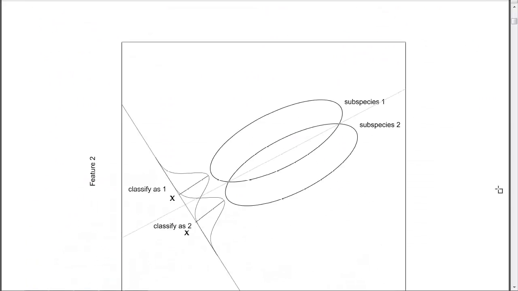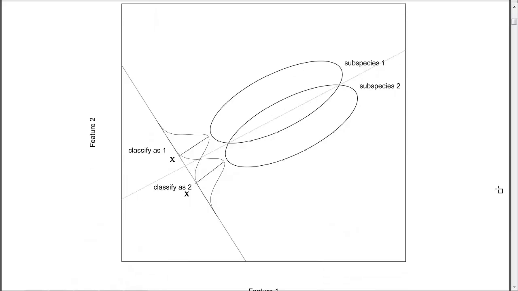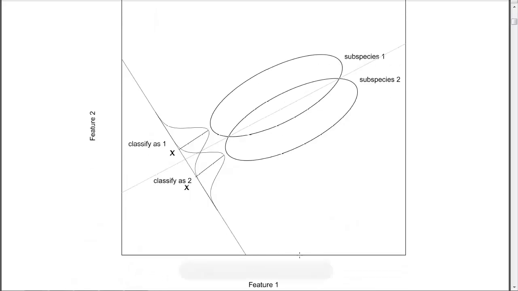So if we look at this example here, this is pretty much what we had last time. We had feature 1 on the horizontal and feature 2 on the vertical axes. We had two populations, subspecies 1 and subspecies 2, and we found that this downward sloping direction was canonical direction 1, the direction that best discriminates these two subspecies.